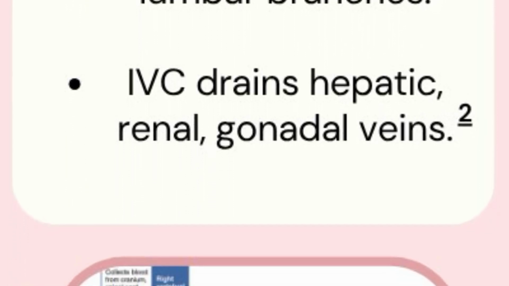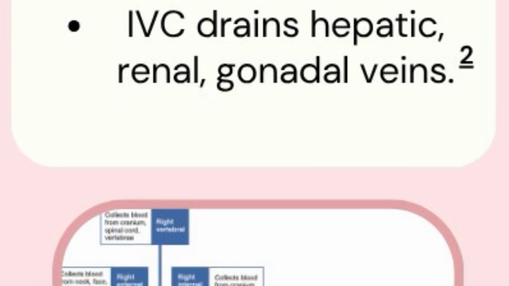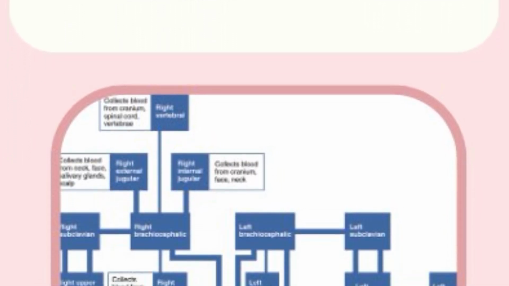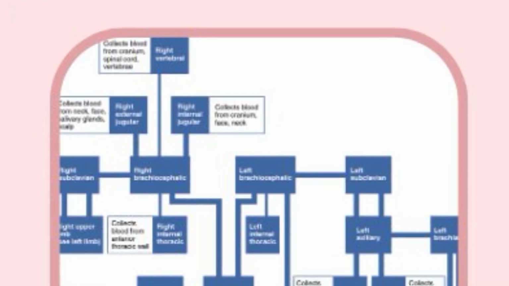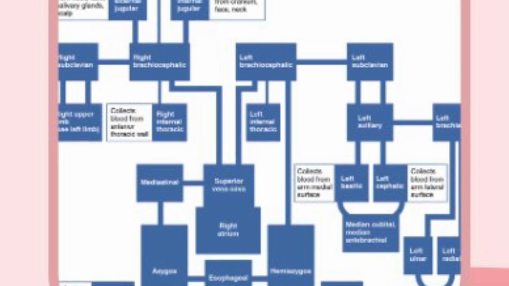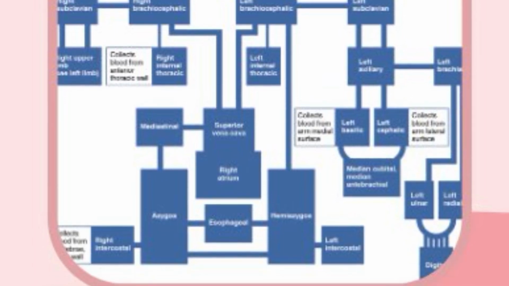The portal system drains digestive organs through the liver, then hepatic veins to the IVC. Collateral pathways support flow during occlusion. Understanding these patterns guides interventional procedures and diagnoses of vascular conditions.